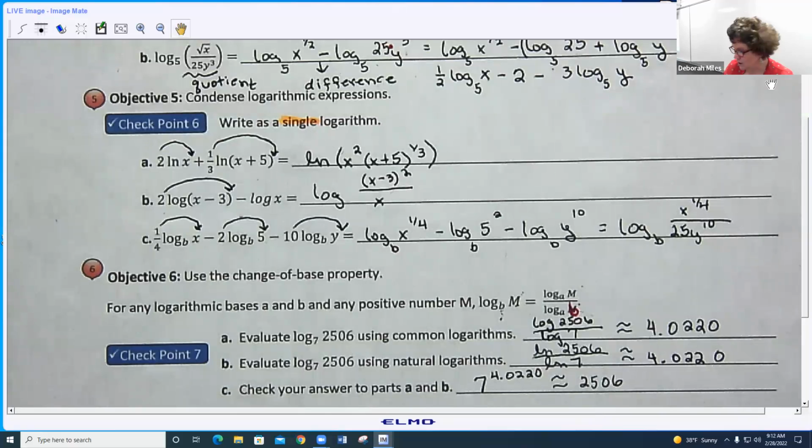Yeah, darn close to 2,506. The only reason we don't get exactly 2,506 is that this answer is rounded. So the change of base theorem works.